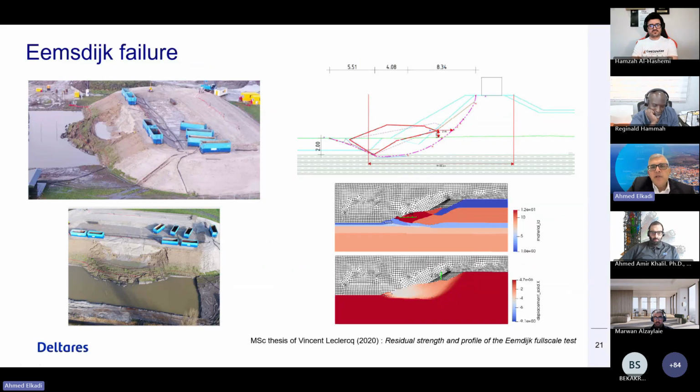In the Netherlands, we deal a lot with levees and dikes, very important for flood safety.